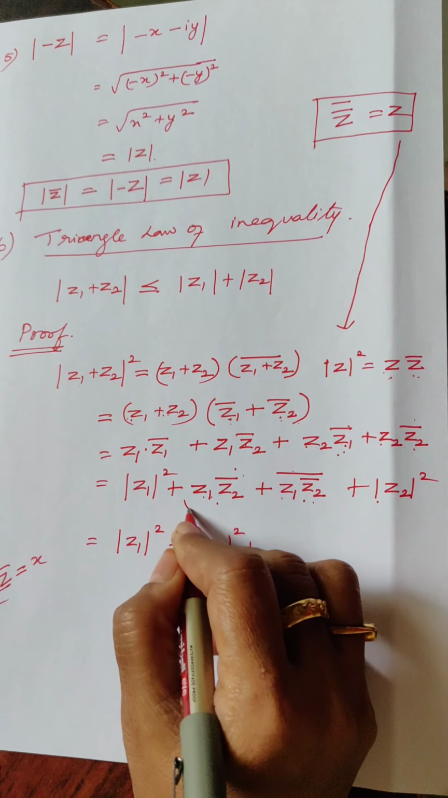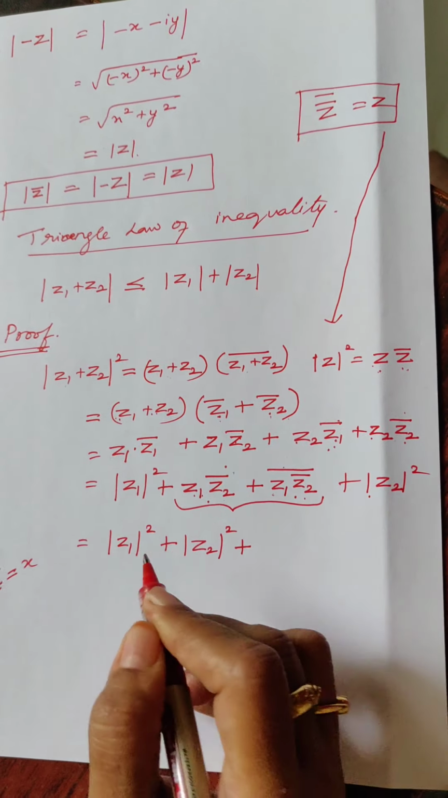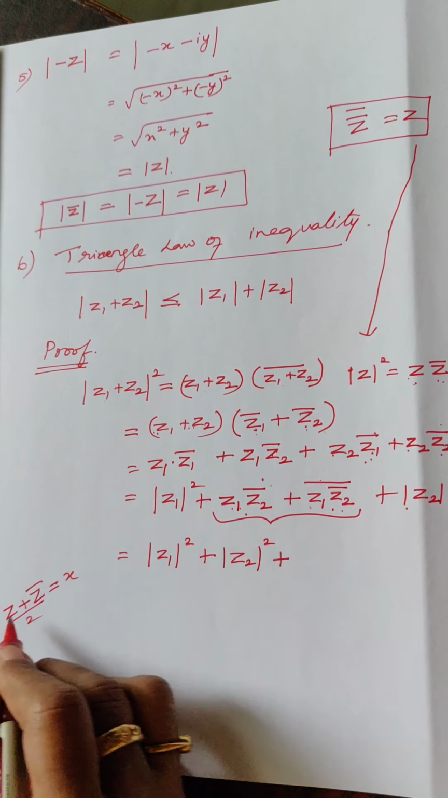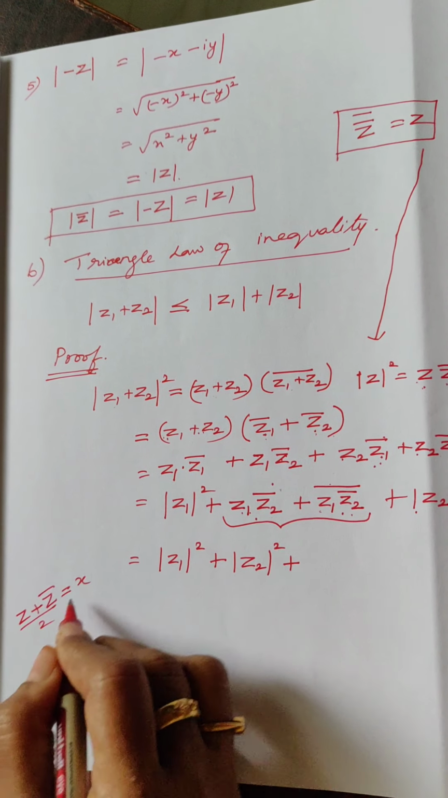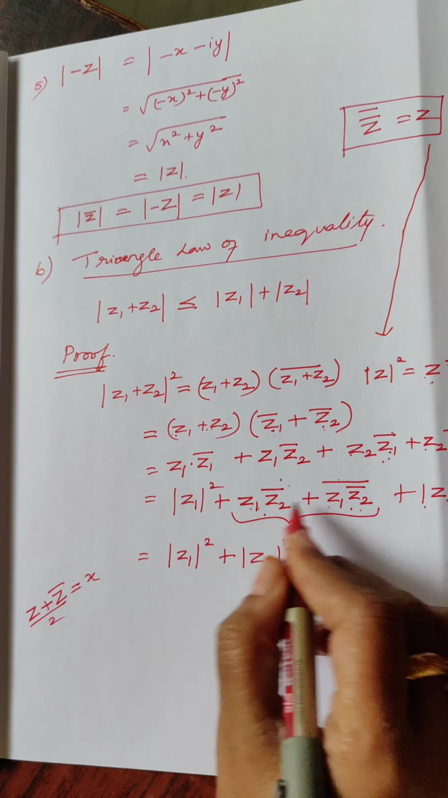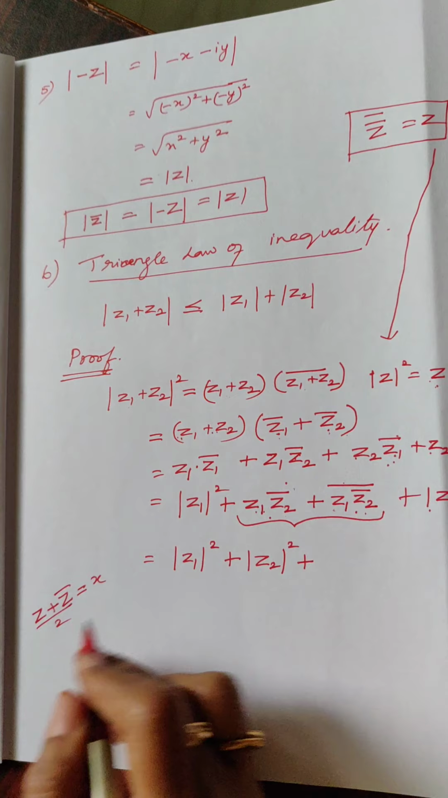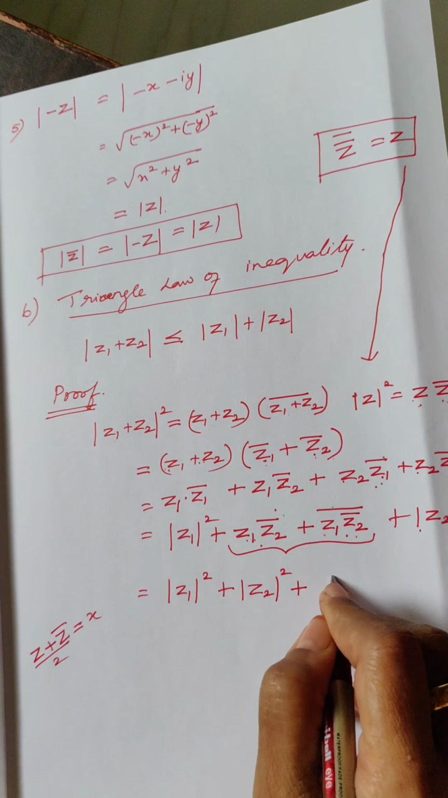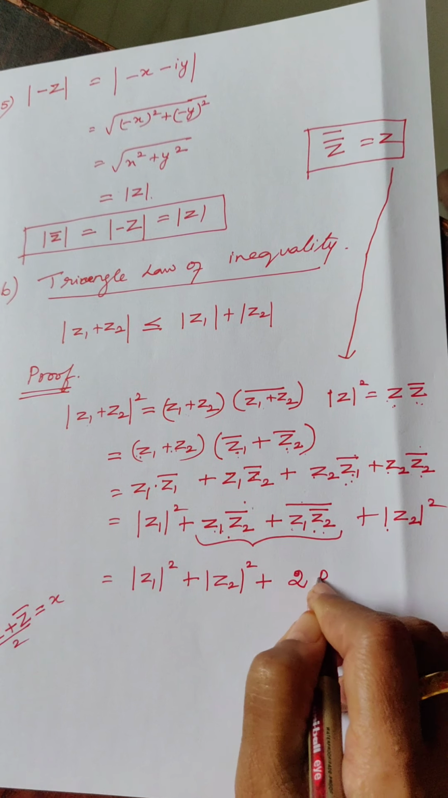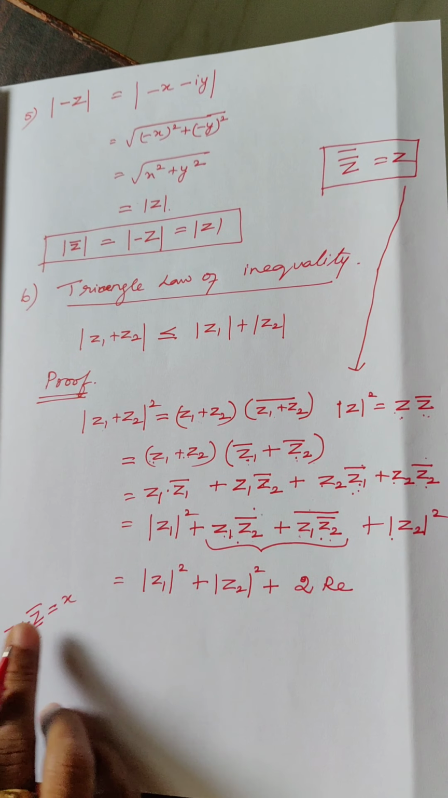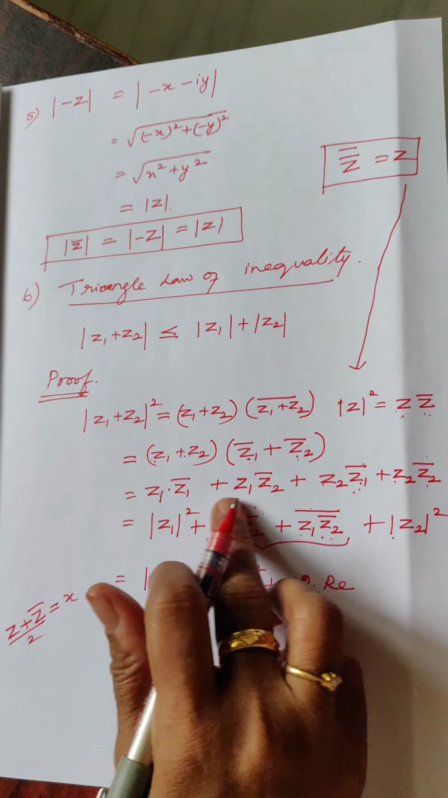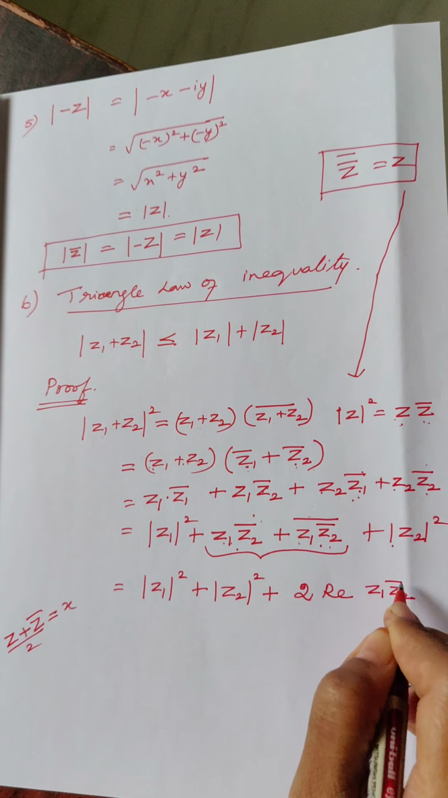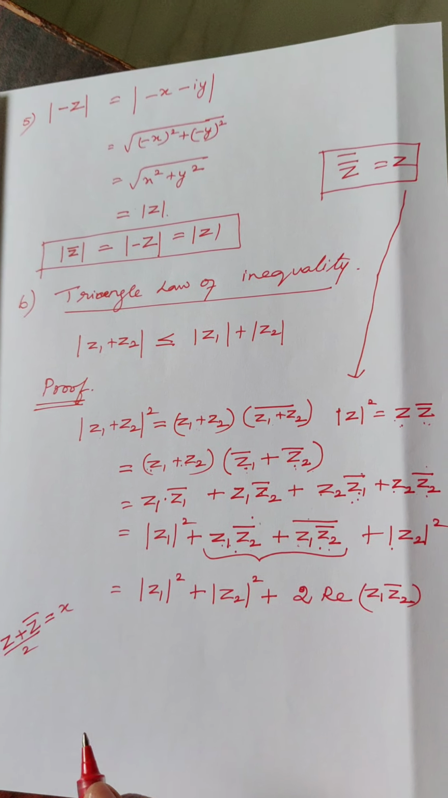So I am combining these two and I am going to write it as: z plus z bar by 2 is x, or z plus z bar is 2x. Is it clear to all of you? So z plus z bar is 2x, where x is nothing but the real part of z. So I am writing it as 2 times the real part of z. Here, the real part of z1 z2 bar. Is it clear to all of you? Okay.